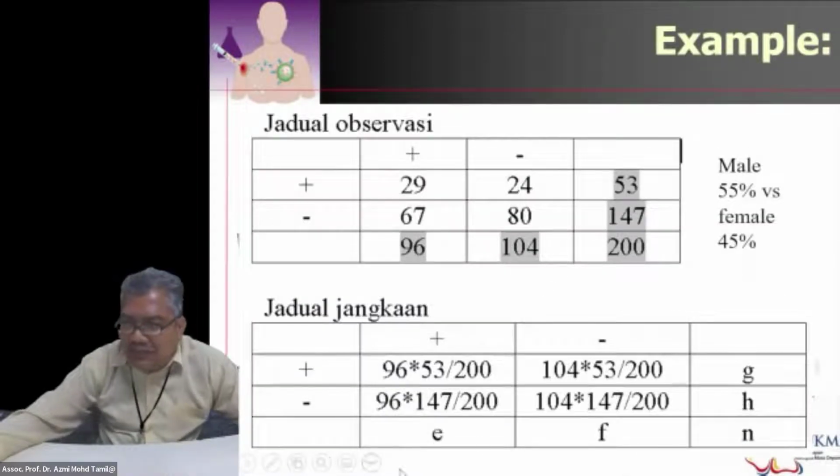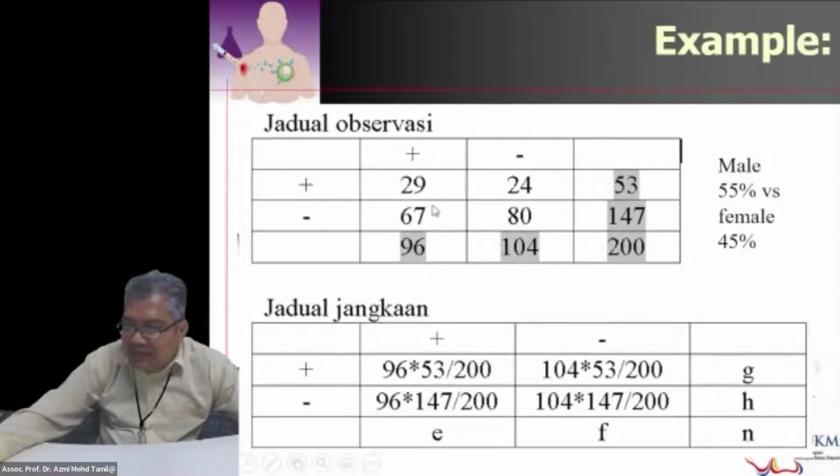So here's an example of risk factor and outcome. The risk factor here is gender, and the outcome is the disease. You can see here this is the rate of the disease among males, and these are the rate of disease among females. The rate of the disease among males here is 55%, female is 45%. So you need to generate the expected table.